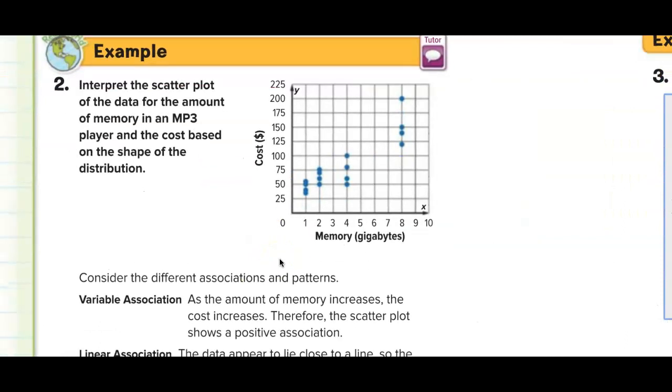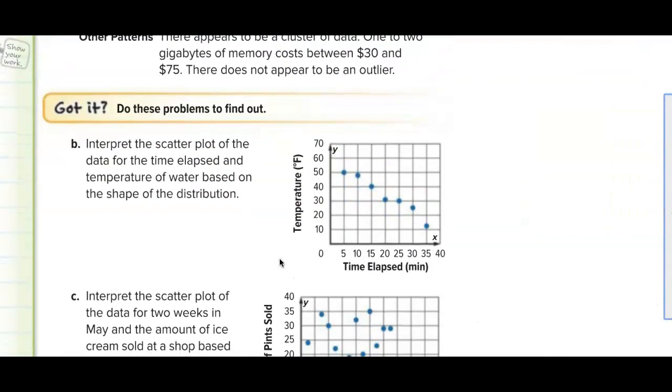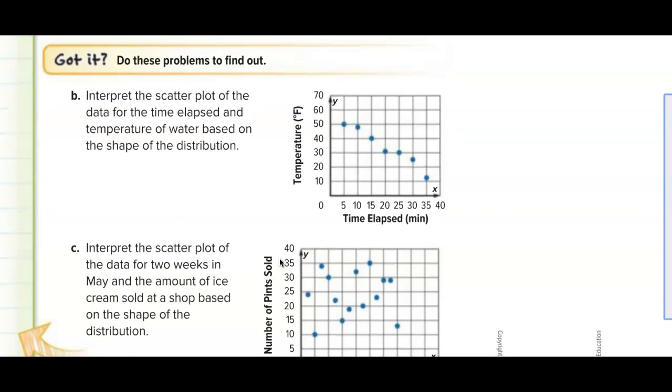If we're looking at example 2, actually I'm going to skip example 2 and go down to Got It B. So first of all, we need to interpret the scatter plot from the data of the time elapsed and the temperature of water based on the shape of the distribution. First of all, you have to ask yourself the variable association. Does it have a positive, negative, or no association?